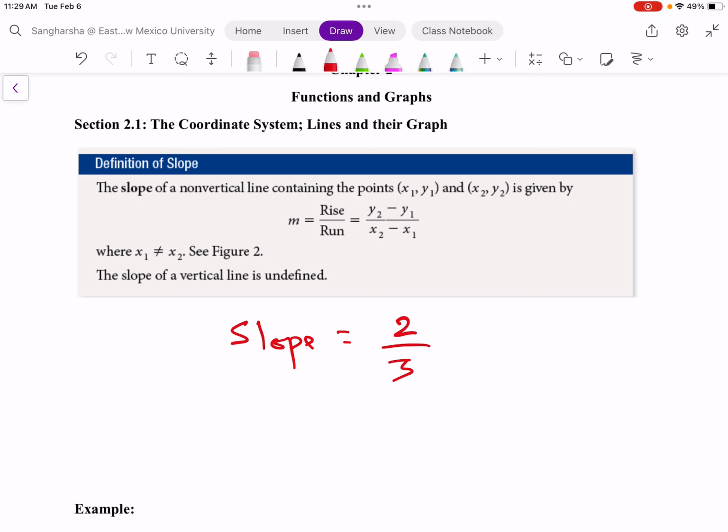Okay. Now what do we understand by the slope? I know you know how to find the slope, right? You all have seen this, right? So you all have seen y2 minus y1 over x2 minus x1, right? You have seen this one. But what does this mean? So what does this slope mean for a line? What does it tell us?